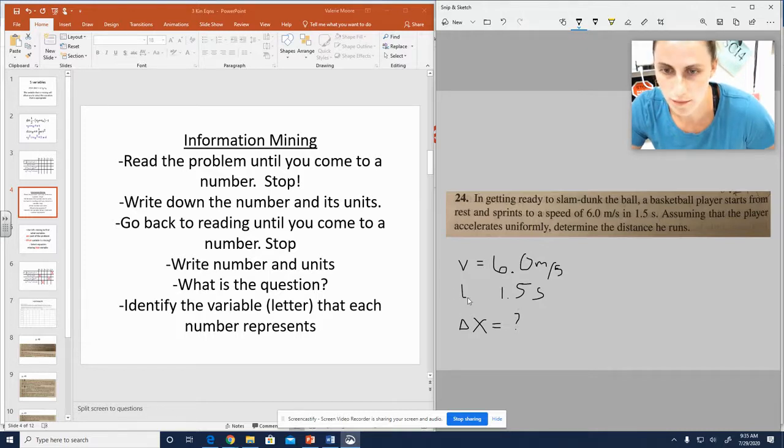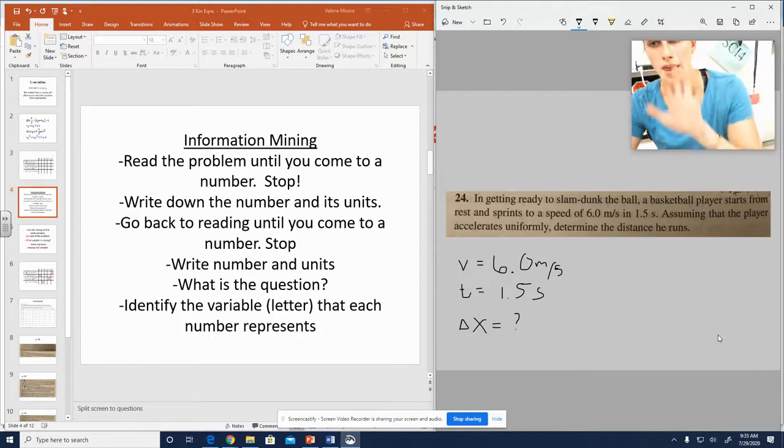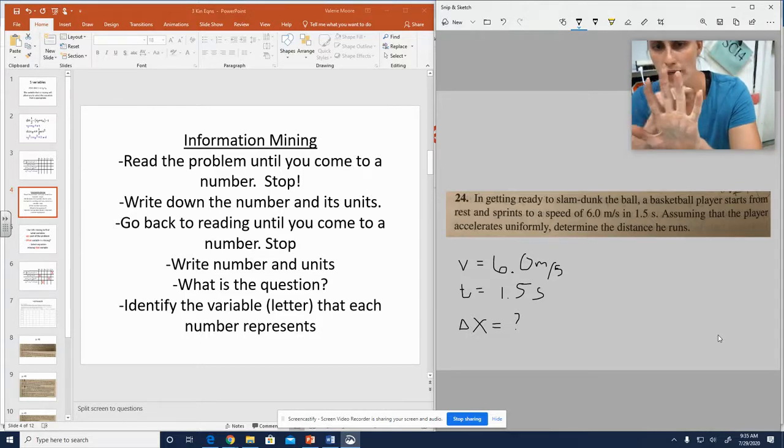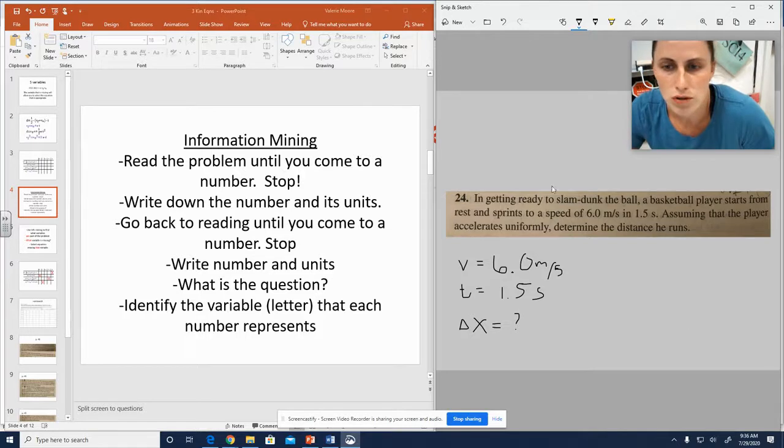Seconds, we know that's time. Okay. So you've got 1, 2, 3 variables. But Ms. Moore, you told us that if out of the 5 variables, we're going to have 4 of those, and whichever one is missing, it's going to help us pick which equation to use. But we only have 3. What's that 4th variable? So let's go ahead and reread through this again.